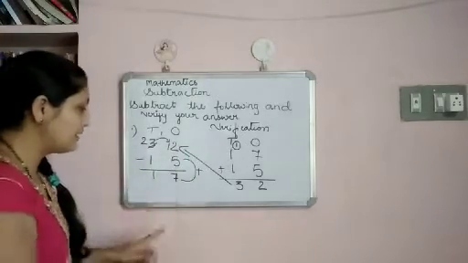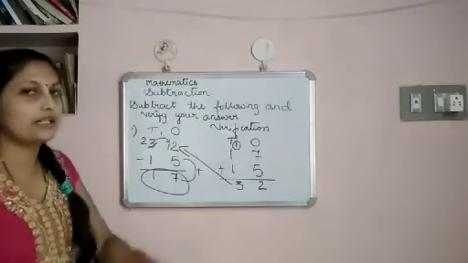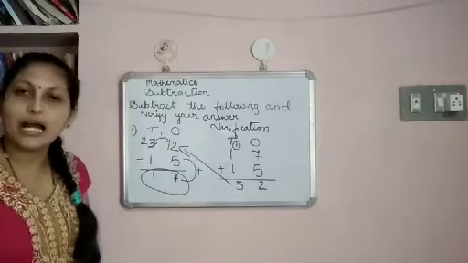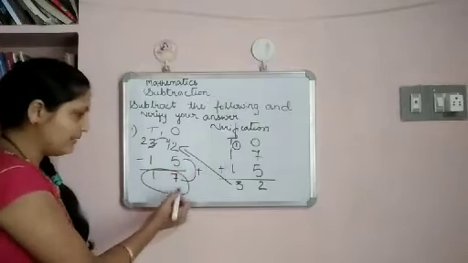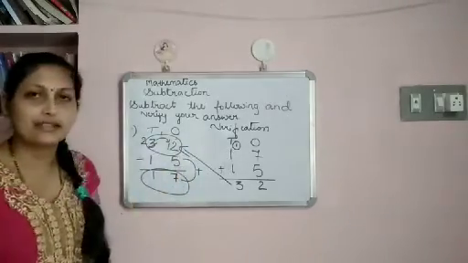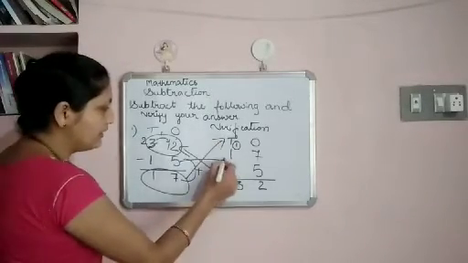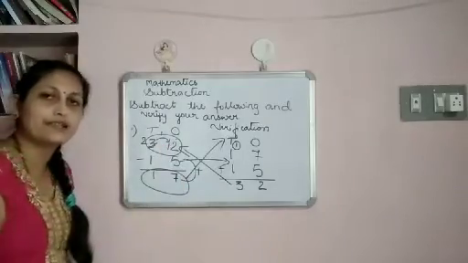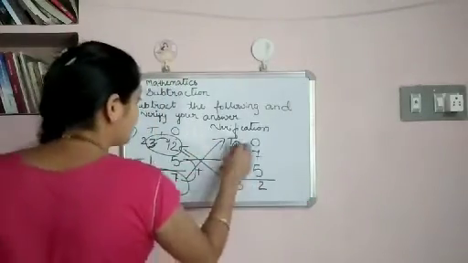So now your answer, this 17, is right. Your answer is correct. This is how you can verify your answer after subtraction. Add the second number and the answer. By adding these two, if you get the first number, then your answer is right. Let us see another example.